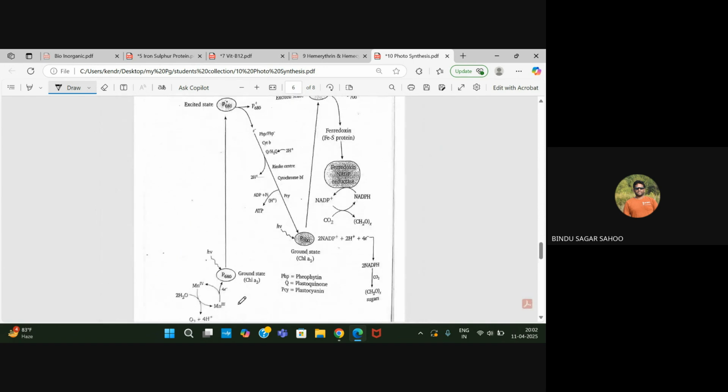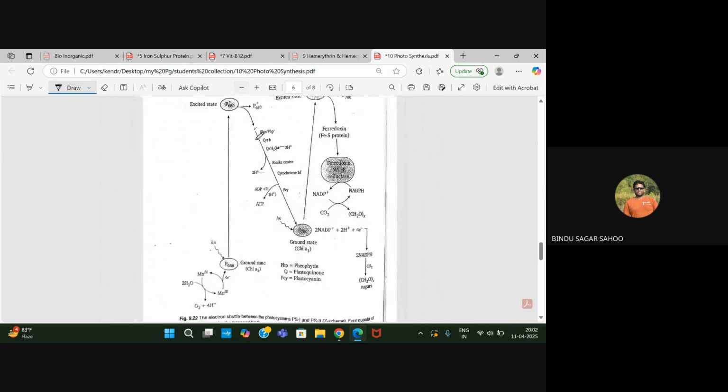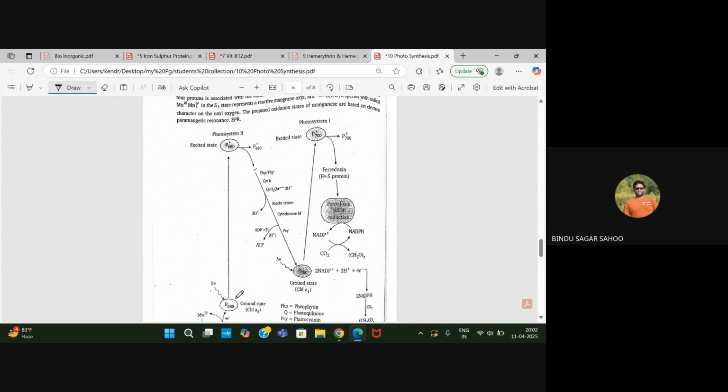So initially the reactions that are available on the screen, P680, P700: these pigments absorb light energy from the sun, P680 particularly at 680 nanometer. Here P700 means it particularly absorbs energy at 700 nanometer. That means all these reactions from here to here are the light reactions.